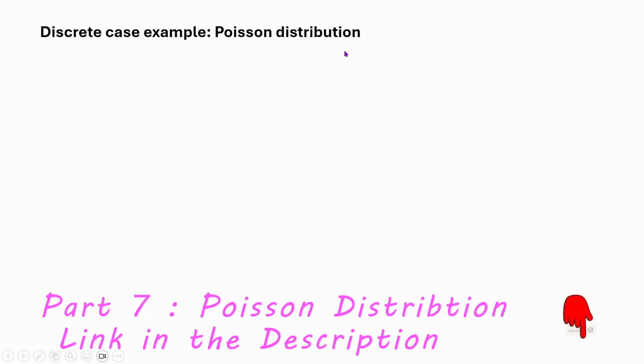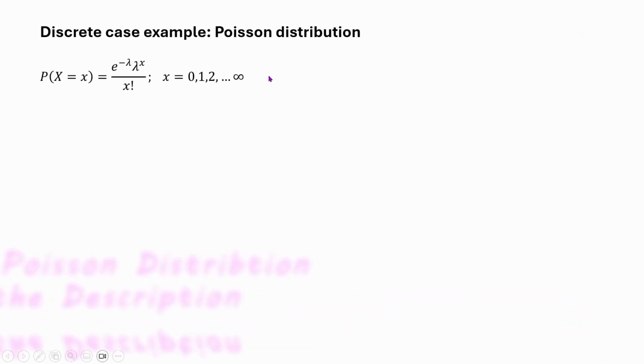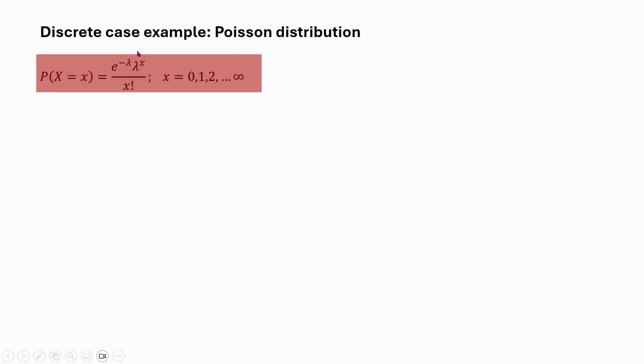So first of all, let's give an example of a discrete case, which stems from the Poisson distribution. Now, if you're not familiar with Poisson distribution, I have a video on this as well. I will give the link in the description so you can check out that video. But basically, Poisson distribution is a discrete distribution. The probability mass function looks like this. Lambda is the rate parameter and x is the random variable. And this random variable x can take values such as 0, 1, 2 up to infinity.